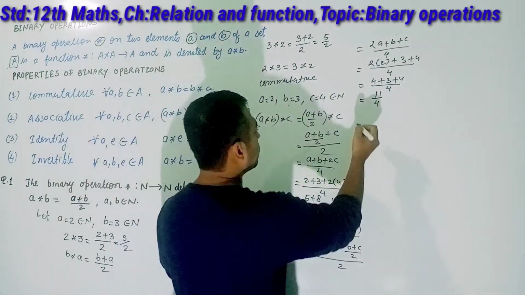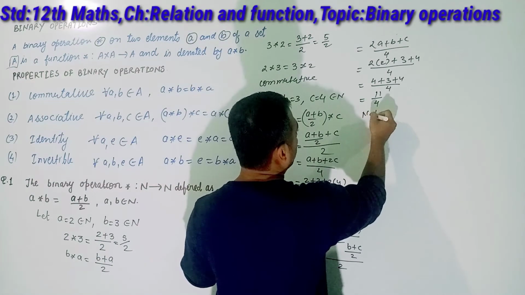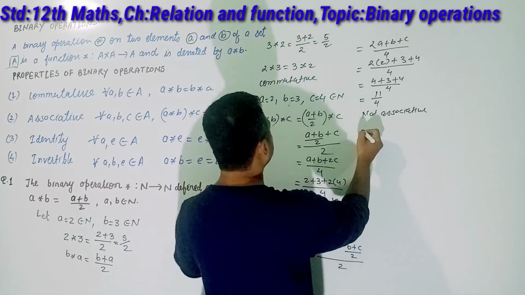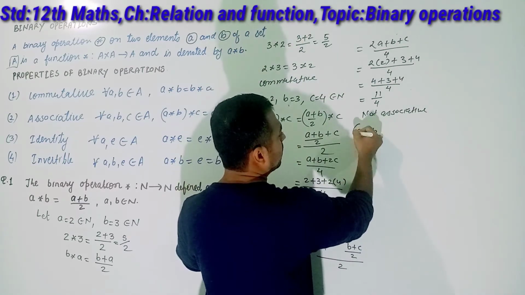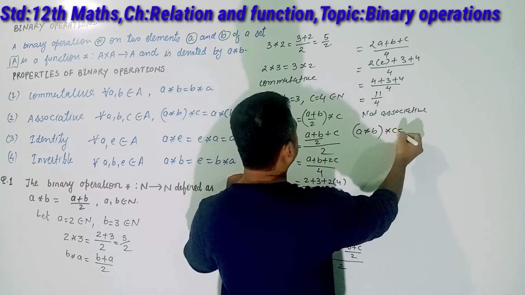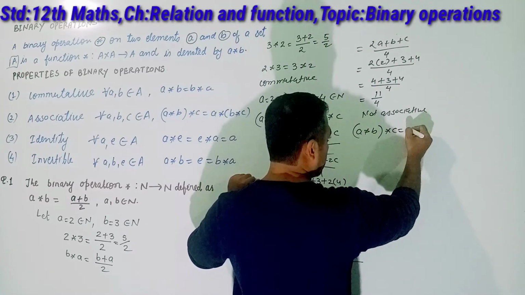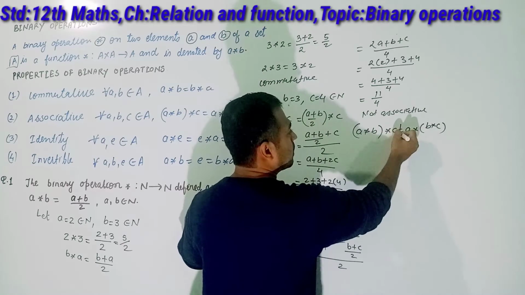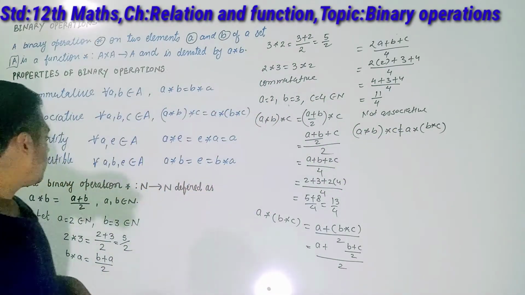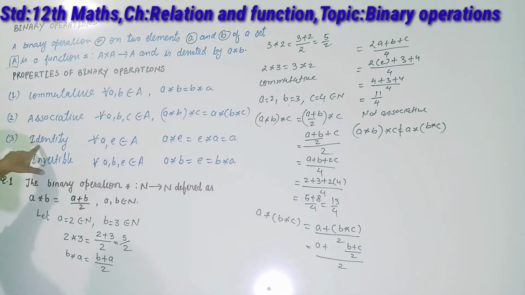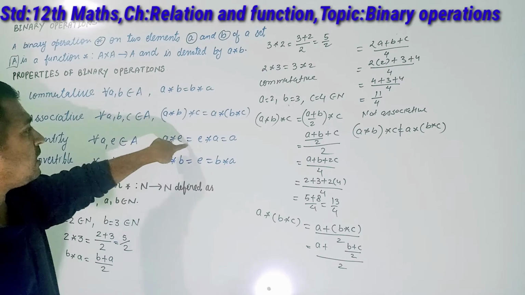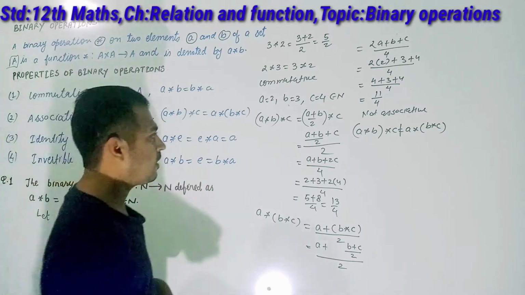So here we can write: not associative, because (a star b) star c is not equal to a star (b star c). Okay. Now we will check whether there is an identity or not. a star e is equal to e star a, right?